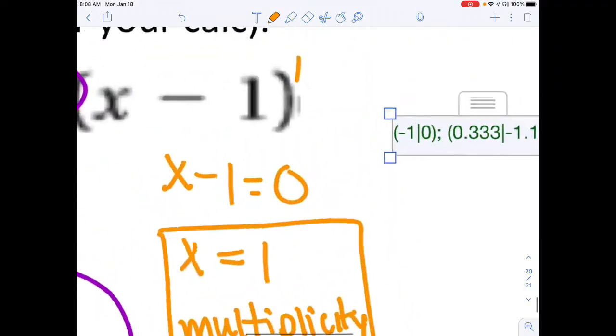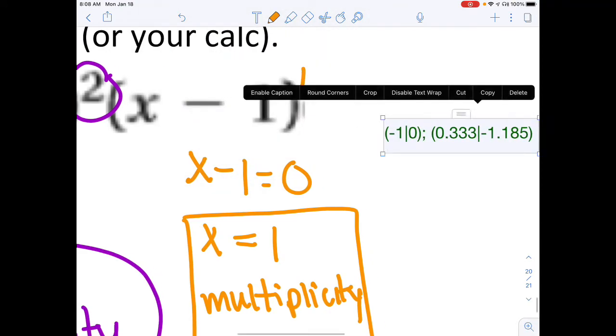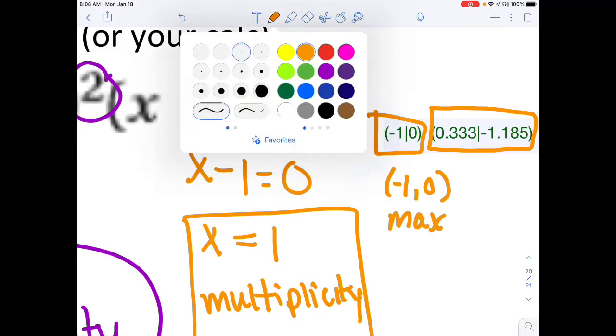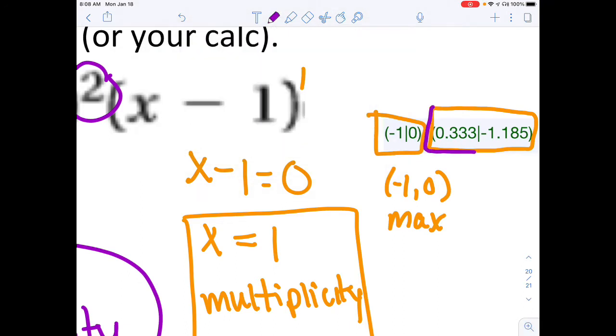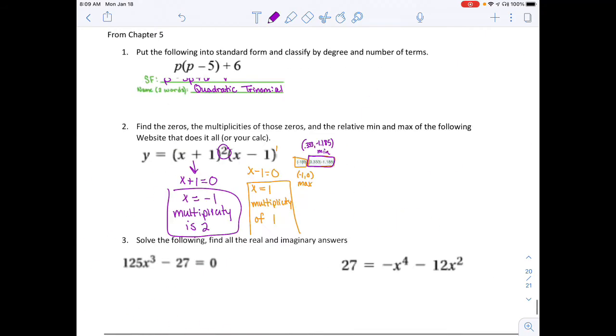So that would mean this point, negative 1, 0 is my max. Purple. And this point, Rosie, my daughter wants me to use purple, is my minimum. So 0.333, comma, negative 1.185. That's my minimum.